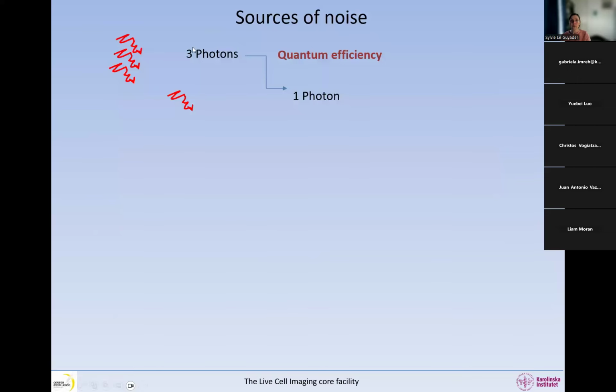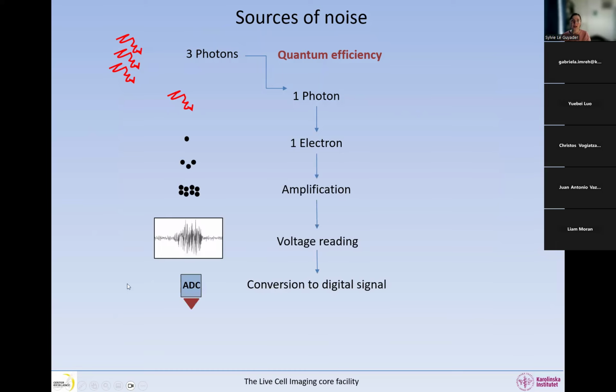We have said that we have the quantum efficiency, so if we have a few photons coming in, maybe not all of them will be detected by the sensor. When one is detected, that triggers one electron inside the sensor, and then there's an amplification process that leads to an analog signal, which is electricity. So it's a voltage that is read. After that, we have the analog to digital conversion that gives us one number, and we build one pixel with one intensity number, which is an integer.